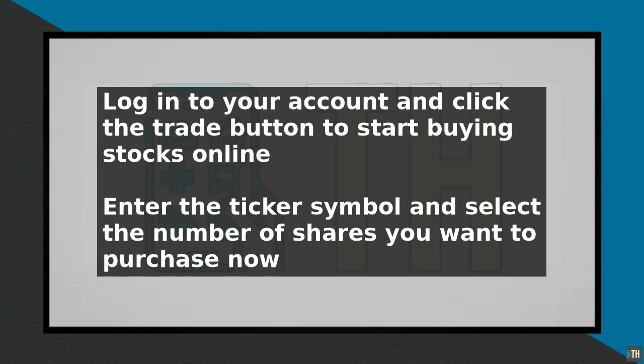It is also important to understand the concept of market orders and limit orders. A market order is an order to buy or sell a stock at the current market price, while a limit order is an order to buy or sell a stock at a specific price. Limit orders can help you avoid buying a stock at a price that is higher than you are willing to pay.